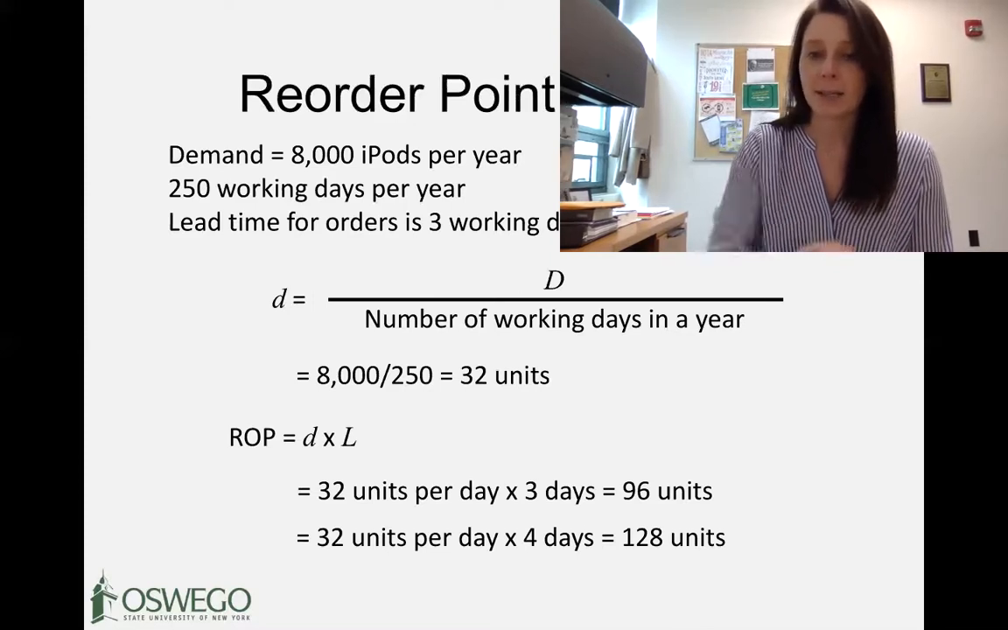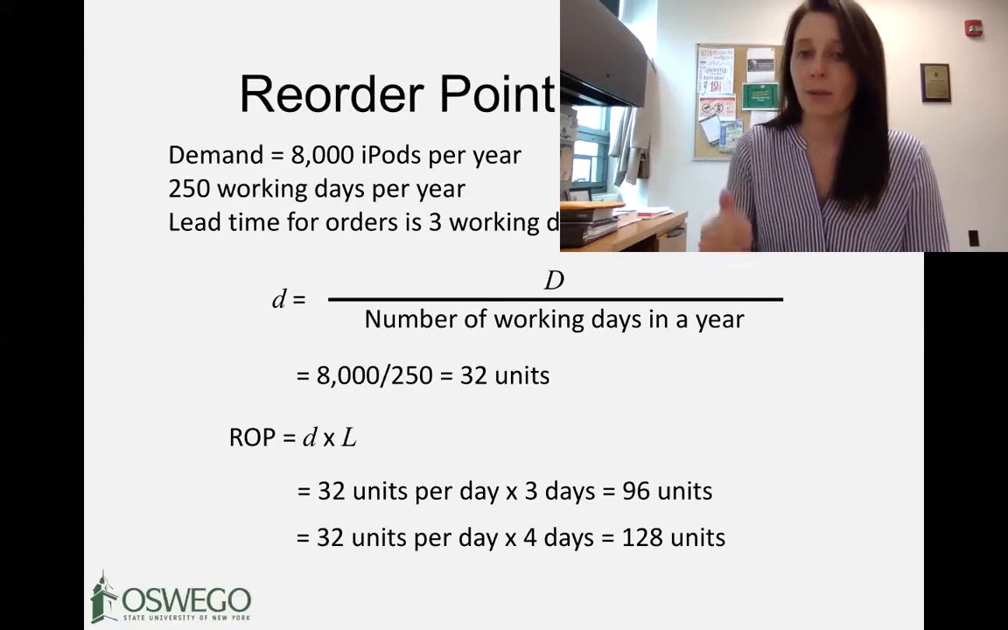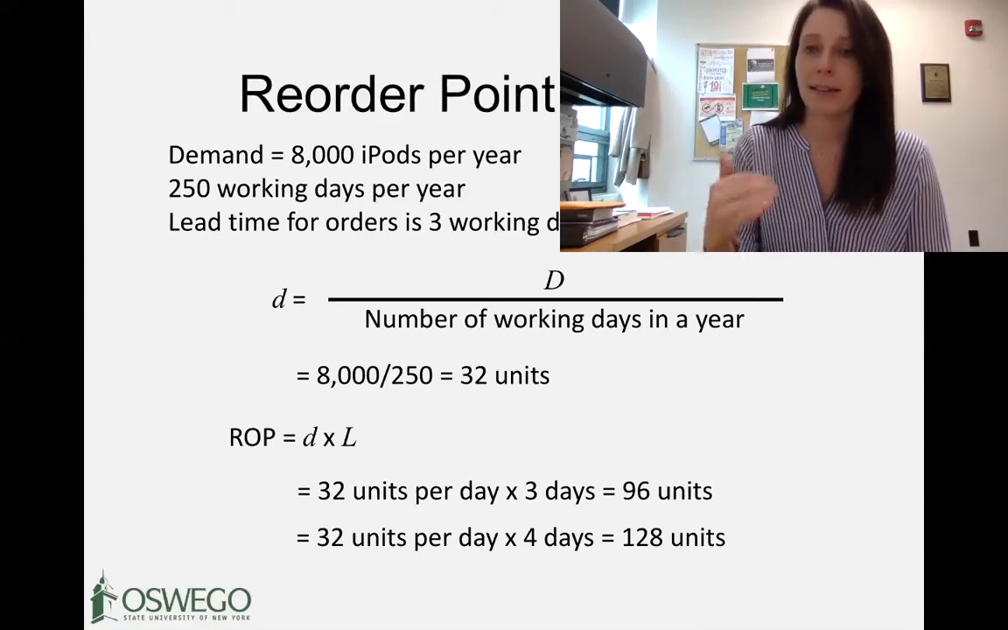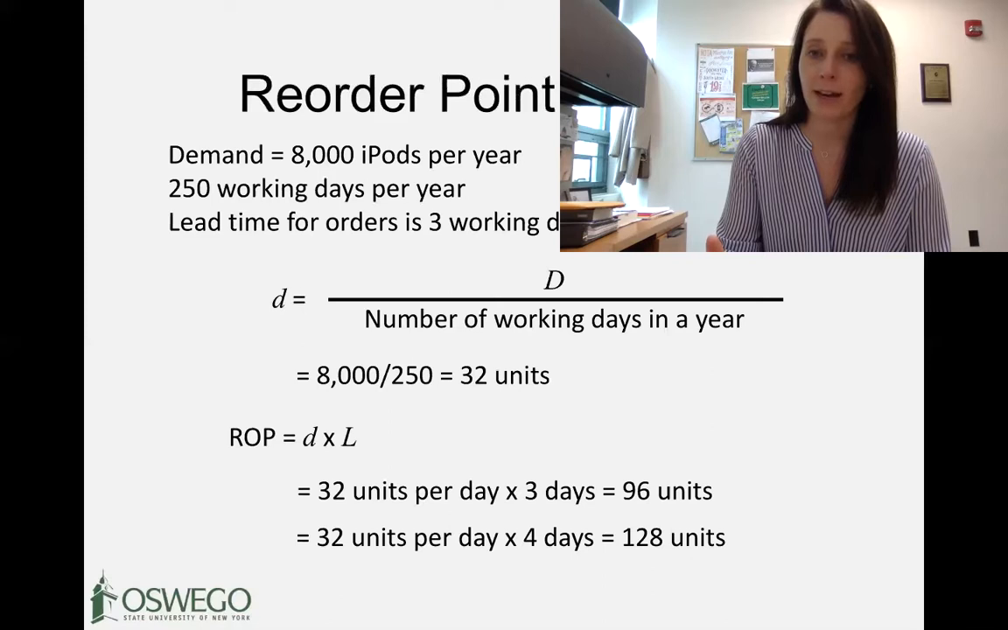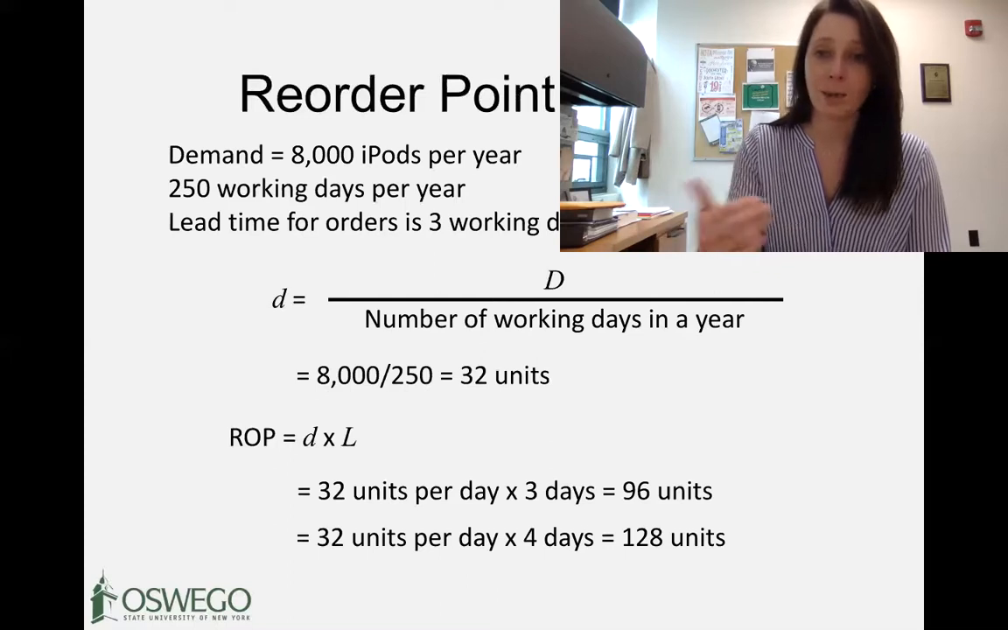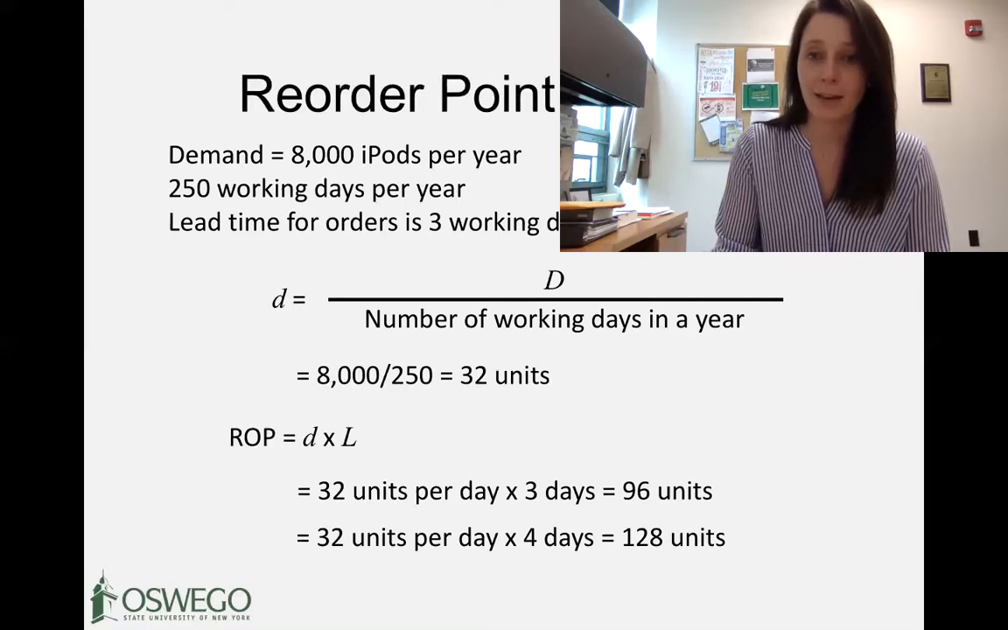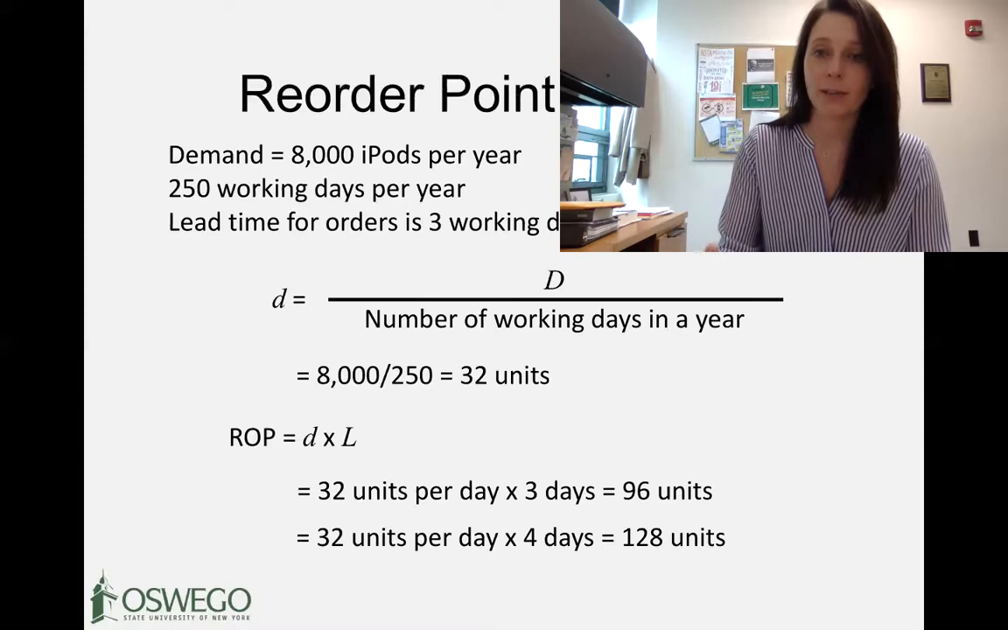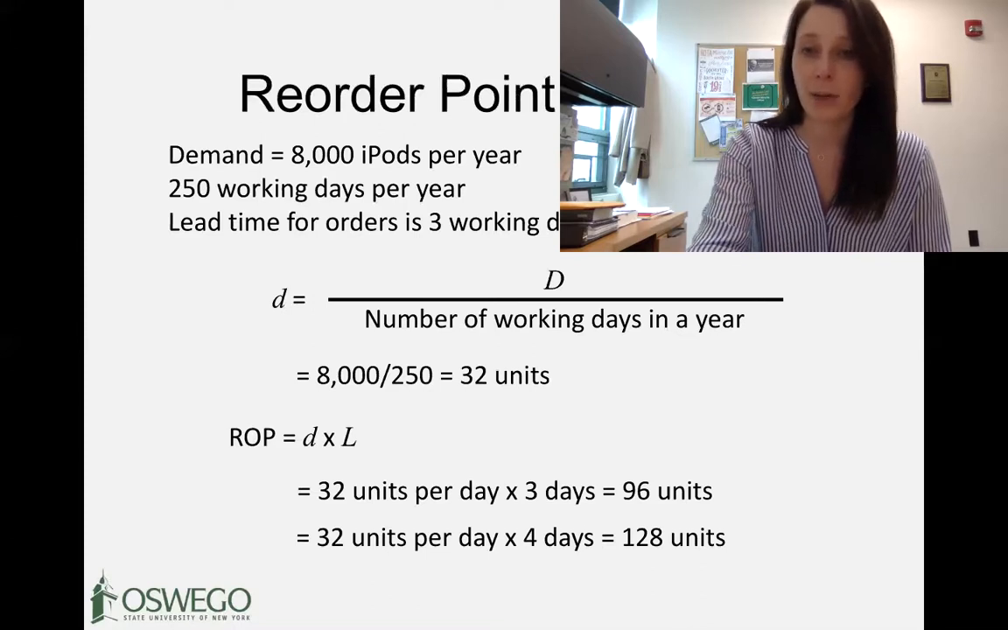and let's say best case scenario, you receive the shipment in 3 days, that means that you've got to at least make that order when you've got 96 units left on hand, right? If you know that you're going to use 32 units per day, and it's going to take you 3 days to get that next shipment in, you want to be ordering, at 96 units. If it's going to take you 4 days, then you want to do that at 128 units.